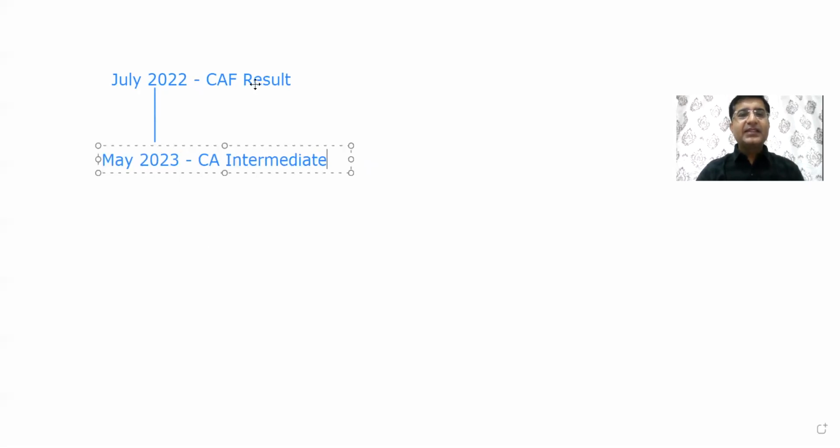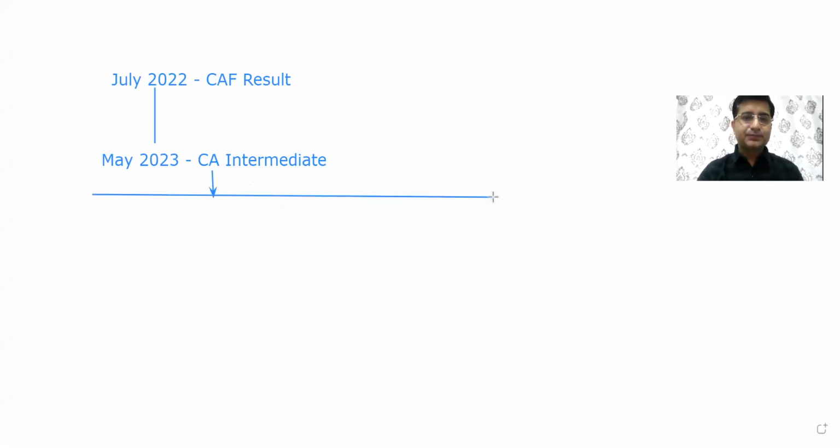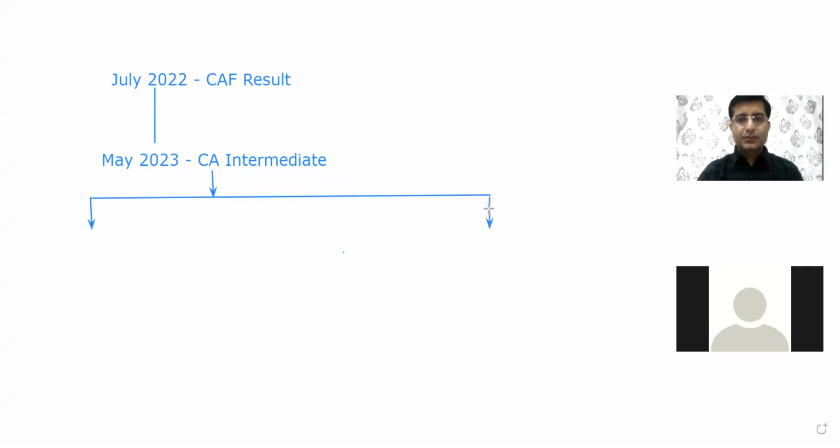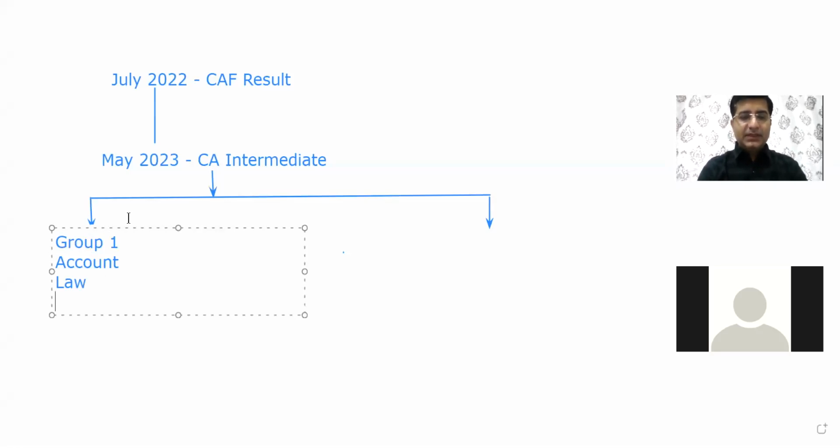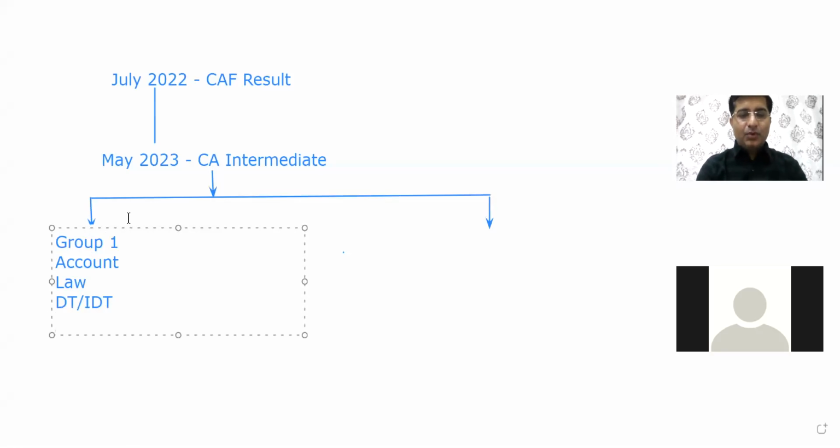Now, this CA intermediate basically has two groups, not four subjects, but two groups. I'll just put it in this way. Primarily divided into two groups. Group 1 contains the subject of accounts, law, then DT and IDT, that is direct taxes and indirect taxes, and the subject of audit is there.